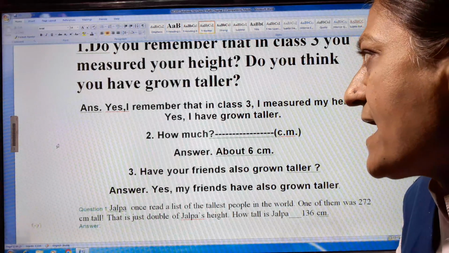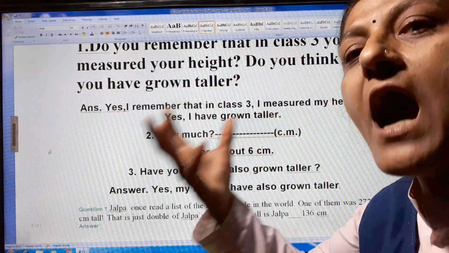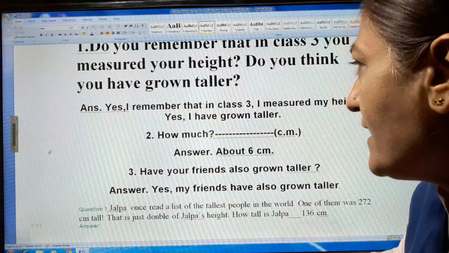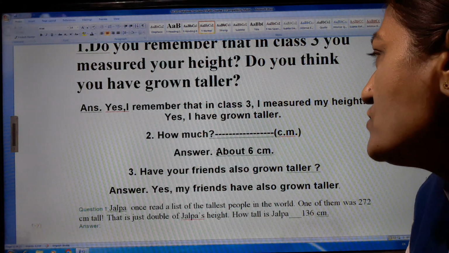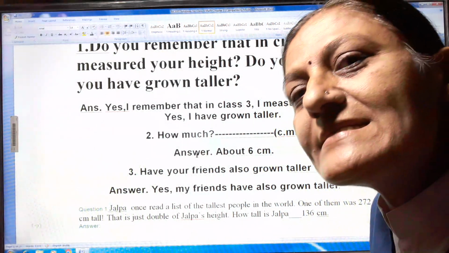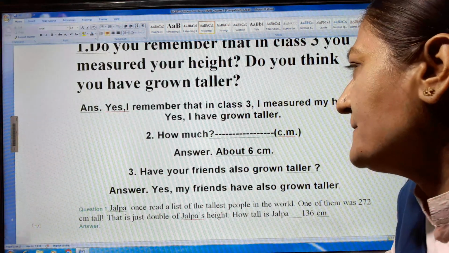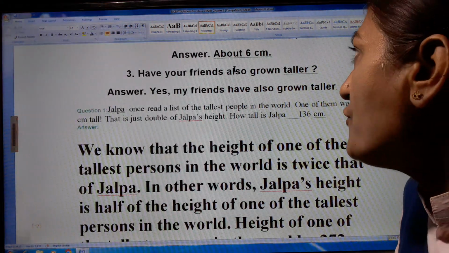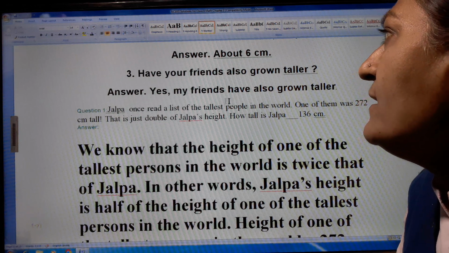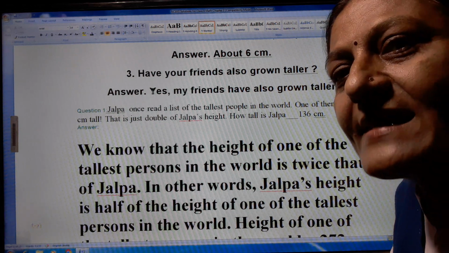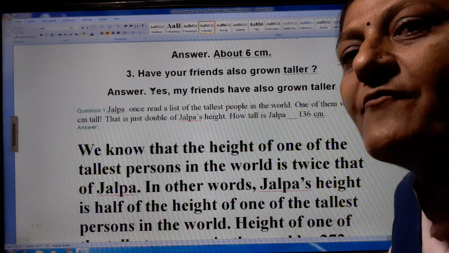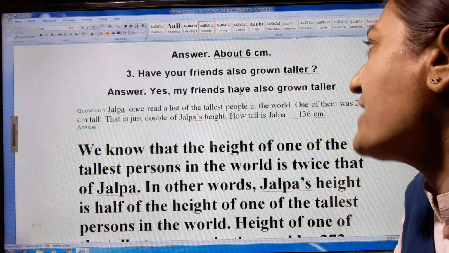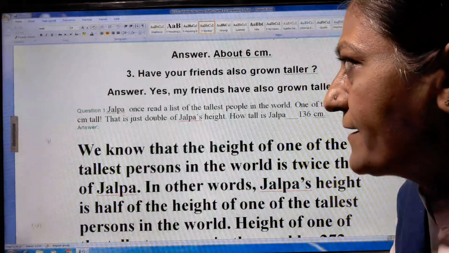Afterward, the second question is, if you have grown taller, then by how many centimeters? You have grown taller, this is right. But how many centimeters? So we have to write about 6 centimeter. Not exactly 6 centimeter, but about 6 centimeter. The third question is, have your friends also grown taller? Yes. The answer is yes. If I have grown, then my friends also obviously have grown taller.